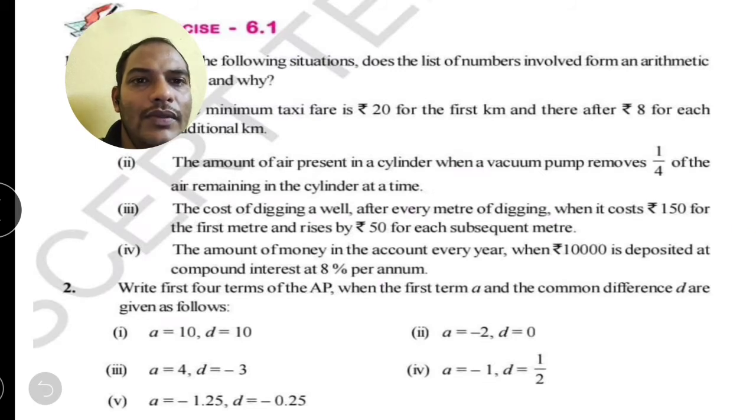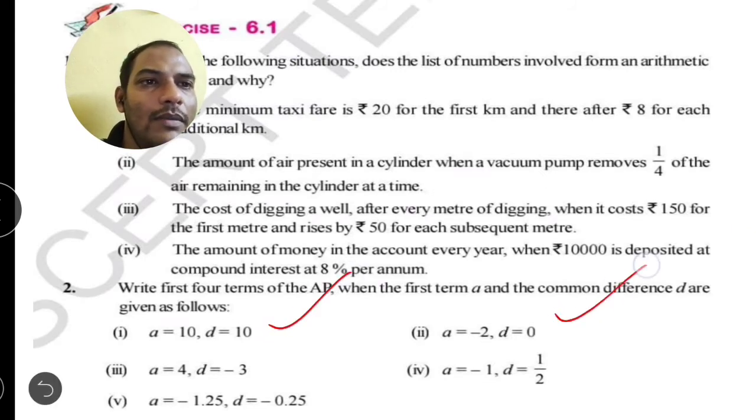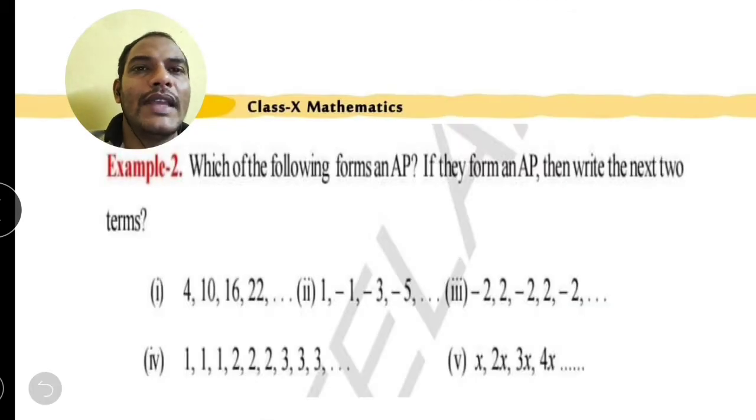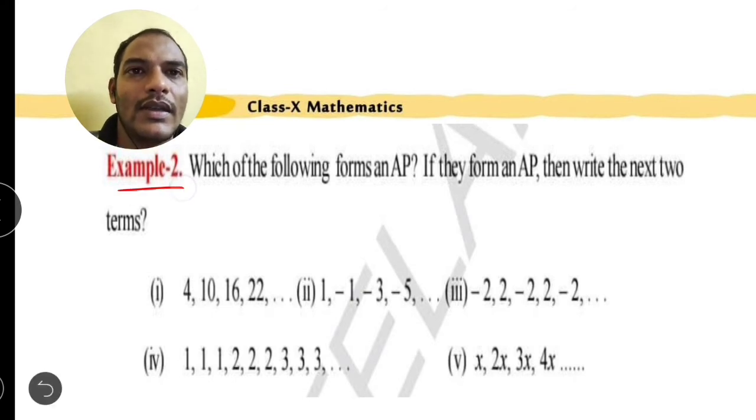So children, first problem, second problem and fifth problem. So 3 problems for homework. So children, using example 1 we completed 2 bits in the exercise. Now let's start the example 2.